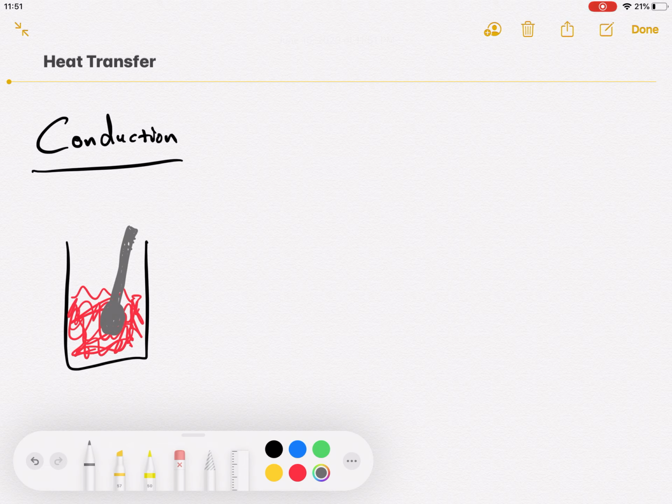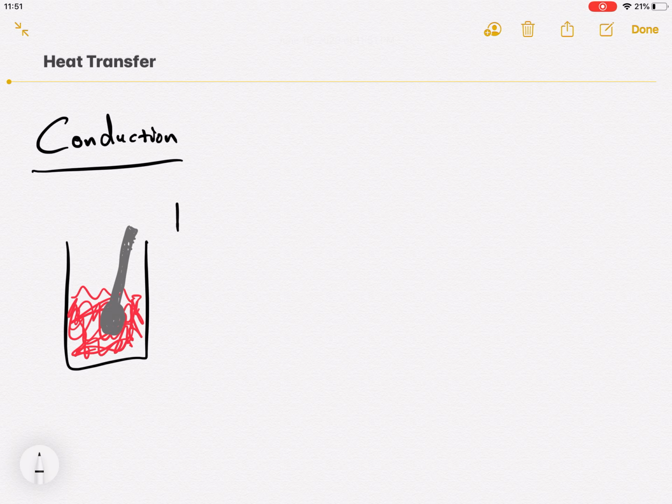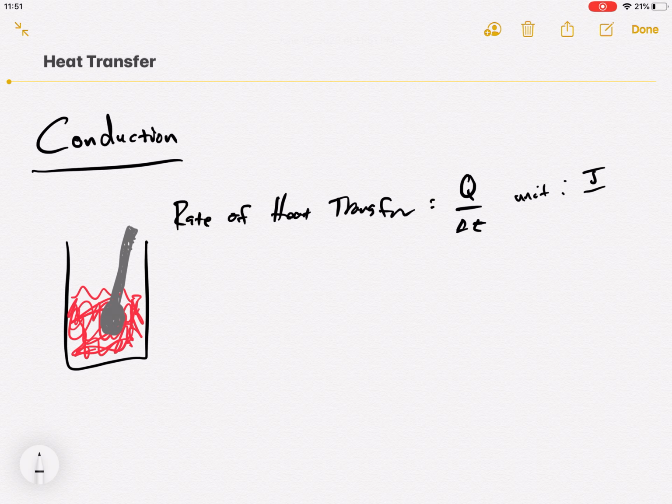It takes some time though, right? Well, how much time? That depends on the rate of heat transfer. That's what we're talking about, is rate of heat transfer, which is basically a power, right? Rate of heat transfer here, we'll call it Q over delta T. Again, that's energy per unit time. So the unit here is a joule per second, or a watt, as we've seen in the past.